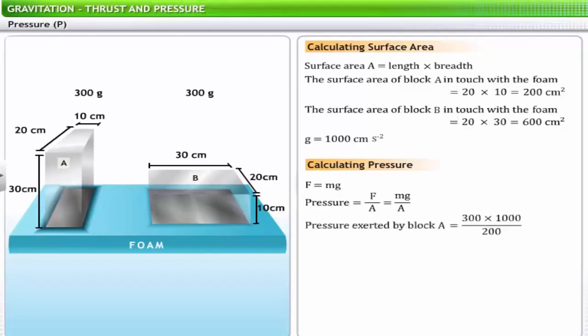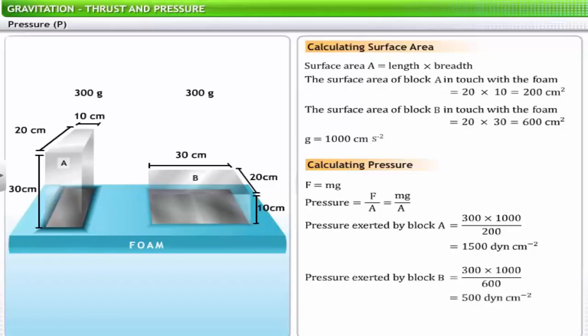The pressure of block A on the foam is 1,500 dyne per centimeter square. The pressure of block B on the foam is 500 dyne per centimeter square.